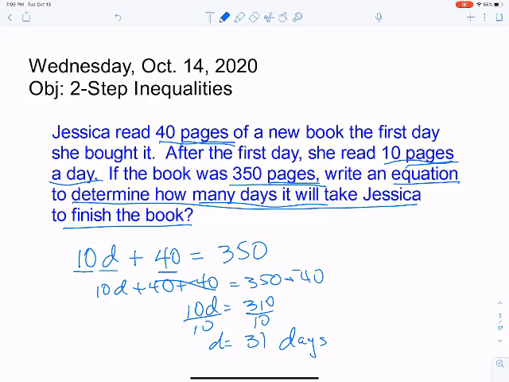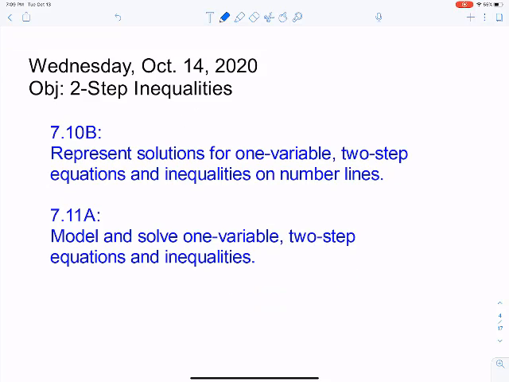So now let's move on with our lesson. Today what we're attempting to do is represent solutions for one variable, two-step equations and inequalities on number lines. And we're going to try to model and solve two-step equations and inequalities. So the part that we're going to be dealing with is the two-step inequalities on a number line, talking about representing solutions. And we're going to be solving two-step inequalities. So that's the part of the 7th grade standard that we're going to work on today.